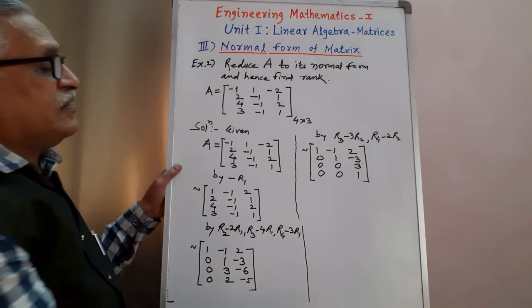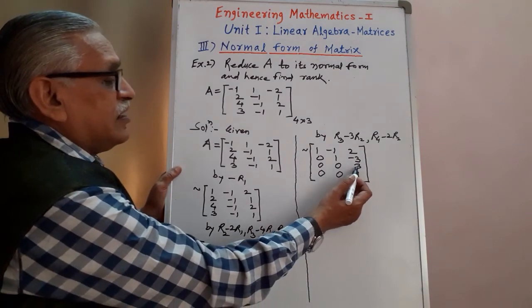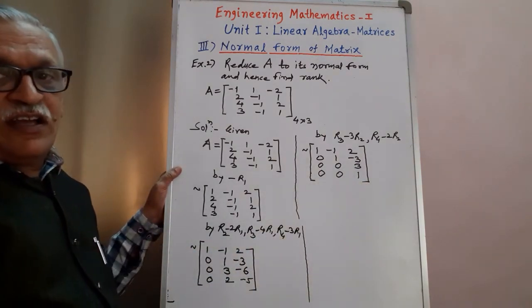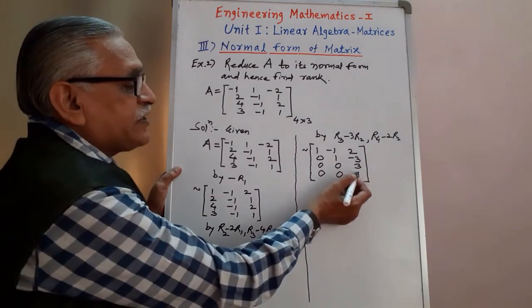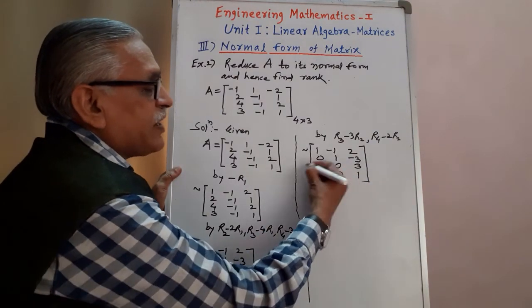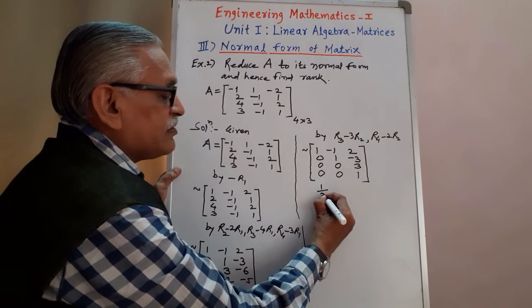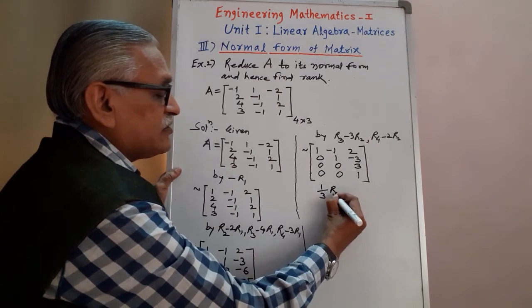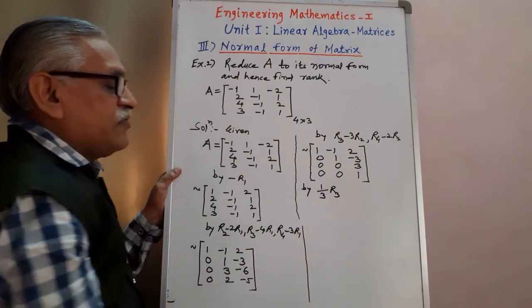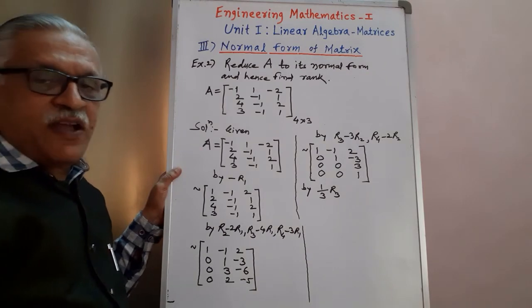Okay. Third diagonal element is 3. Make it 1 either by interchanging these two rows or multiplying this row by 1 by 3. Therefore, I am multiplying that row by 1 by 3.